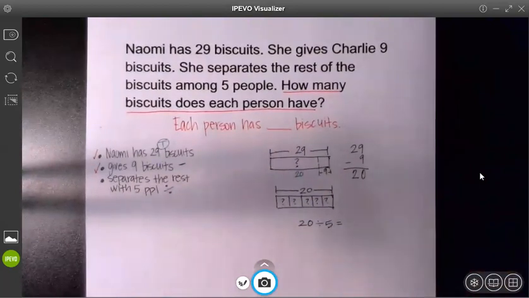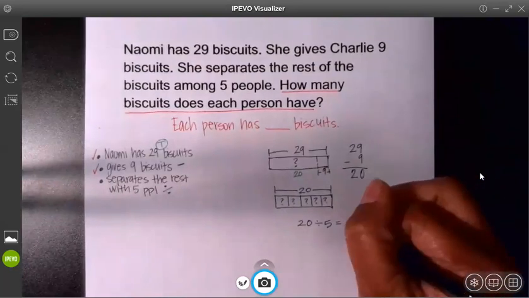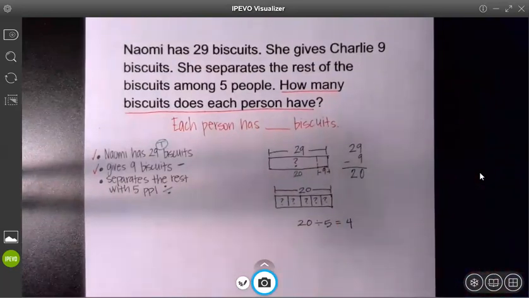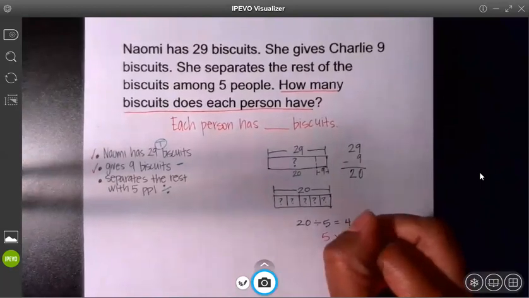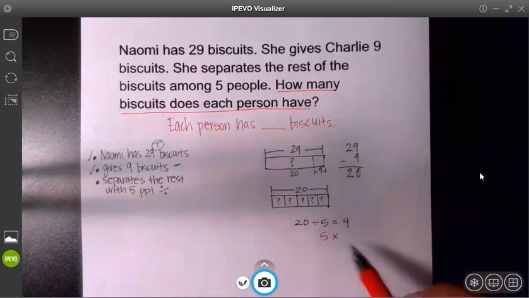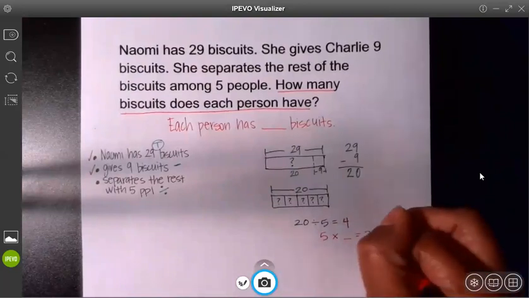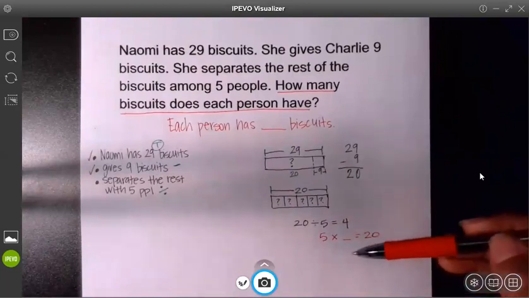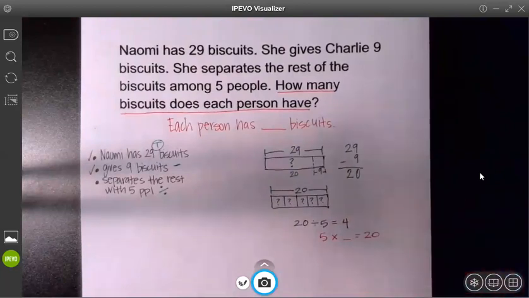So when we do 20 divided by 5, we should get 4. One way that I solved that is I actually used the inverse of division. In my mind, I do mental math, but just in case you don't know mental math, you could say 5 times blank equals 20. And then you can just figure out what goes right here in the blank, and you could skip count by 5s to get that answer. So your answer should still be 4. So now we know that each person has 4 biscuits.